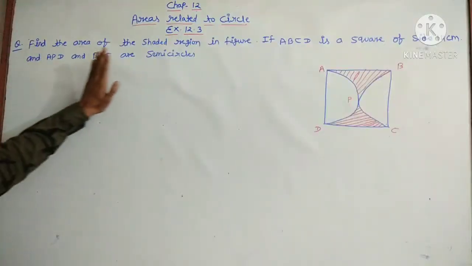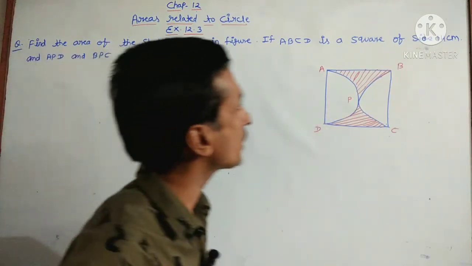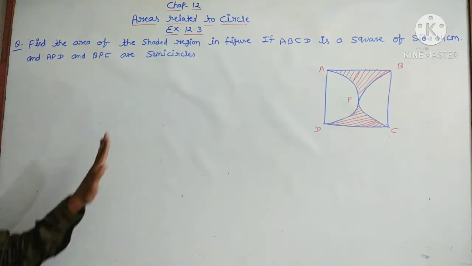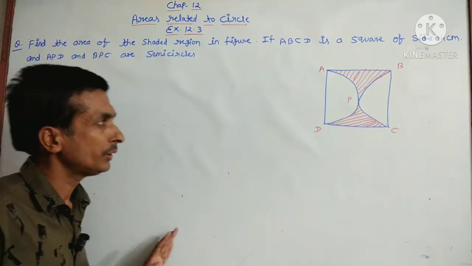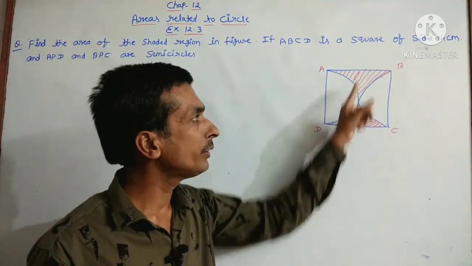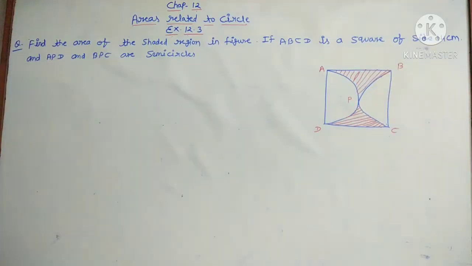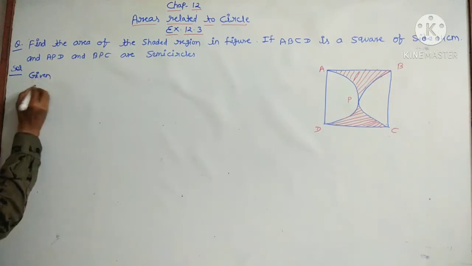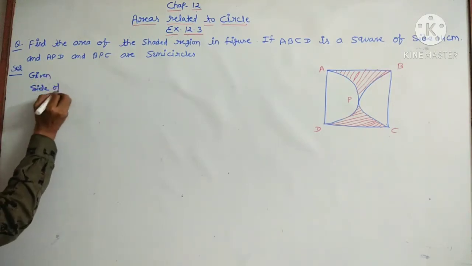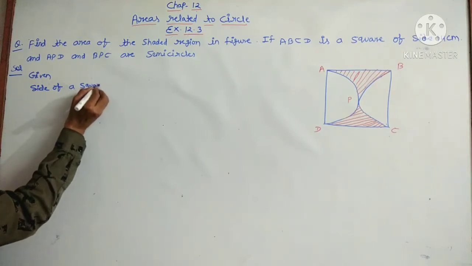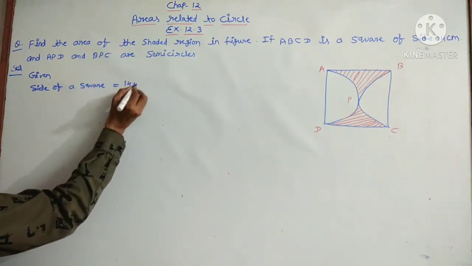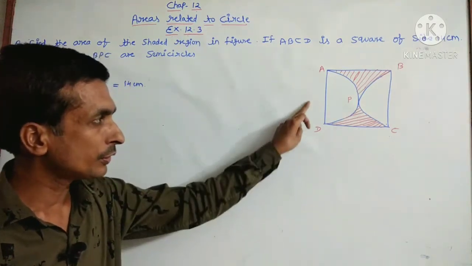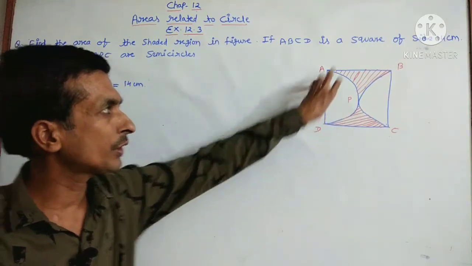Next, find the area of the shaded region in the figure. If ABCD is a square of side 14 cm and APD and BPC are semicircles. So in this question, we have to find the area of this shaded region. How to find? Look at this one. Solution given: the side of the square is equal to 14 centimeters. AD is the side of the square. This one 14, this one 14, 14 and 14.